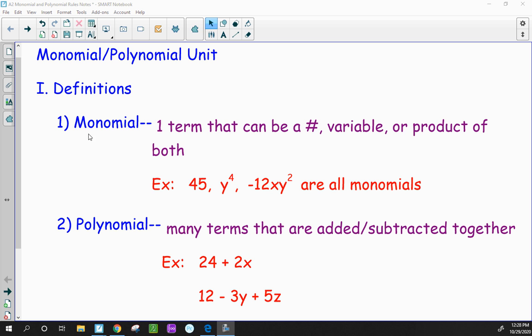Okay, first one is monomial. Mono, the prefix is one. Monomial means one term that can be a number, variable, or product of both. It can be a number, it can be a letter, or it can be like letter and number together, and they're all monomials.